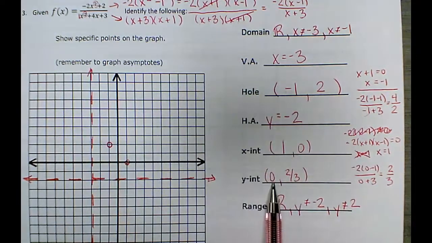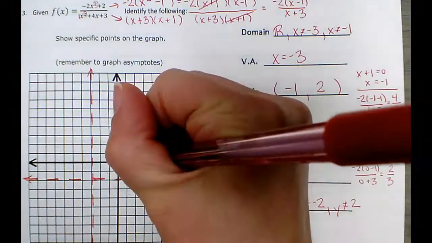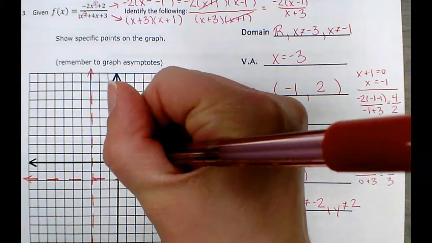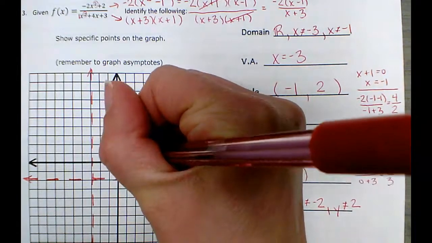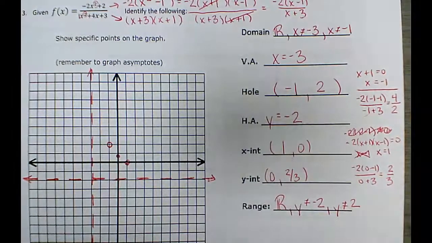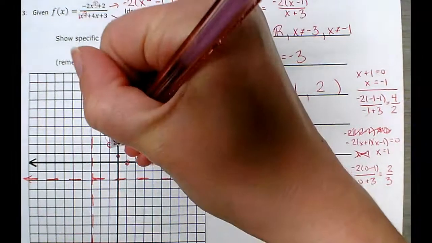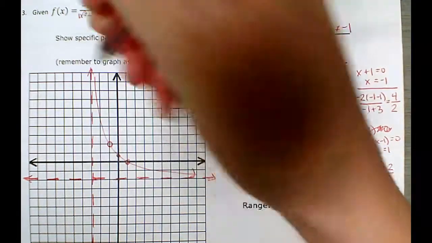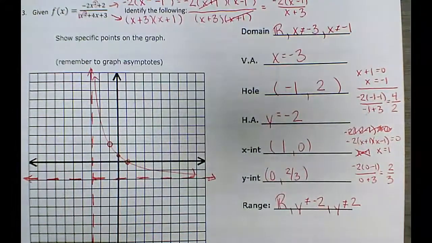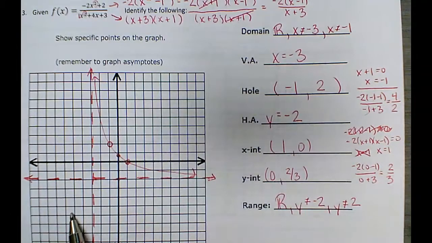The y-intercept is at 0, 2/3. So 0, I'm going to go up 1/3, 2/3. Not quite 3/3, not to the next line. And here's what my hyperbola looks like. I jumped that hole. There we go. And I need to have the same points down here.